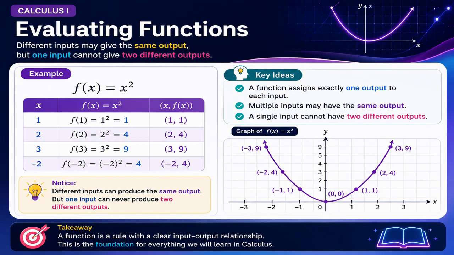Notice that different inputs can sometimes produce the same output. For example, both 2 and negative 2 produce the output 4. However, a single input can never produce two different outputs. If that happened, the relation would not be a function. Evaluating functions correctly is a skill that we will use throughout this course.